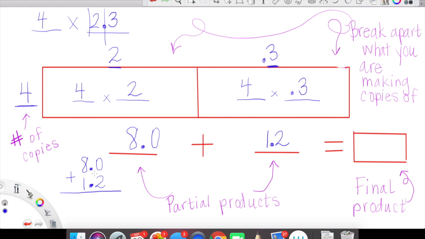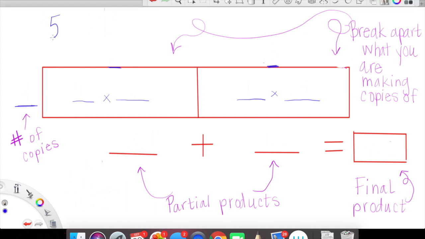Now we can just very quickly add. 0 plus 2 is 2. Go ahead and bring our decimal place down. 8 plus 1 is 9. Great, so our final product here, you guys, is going to be 9.2.